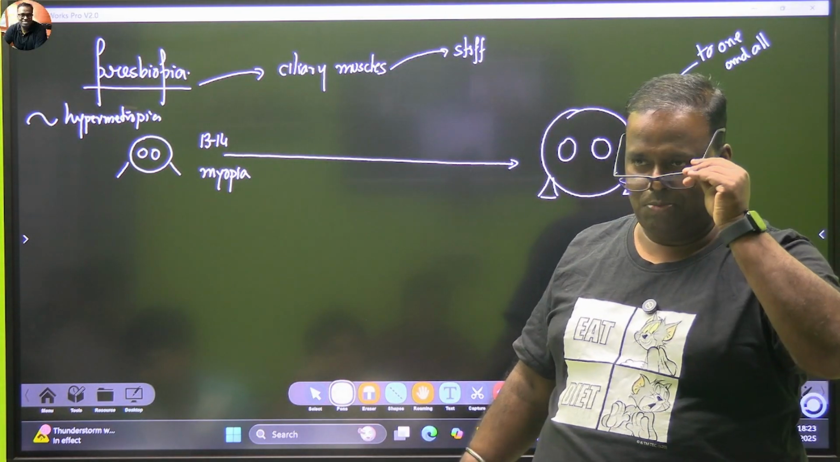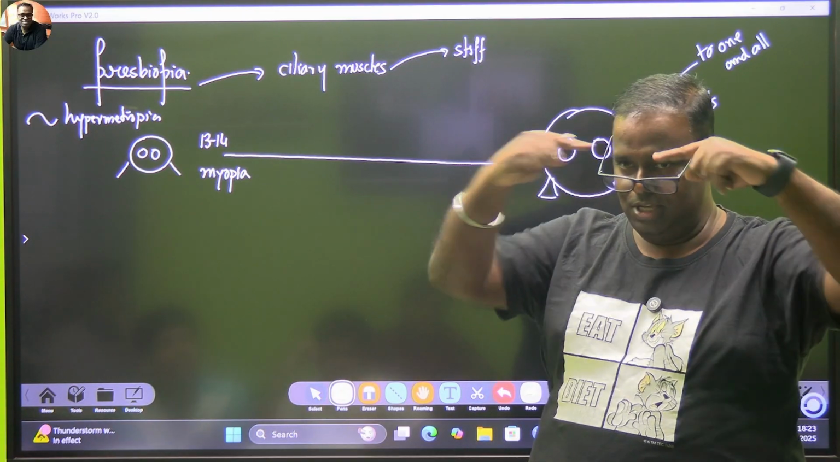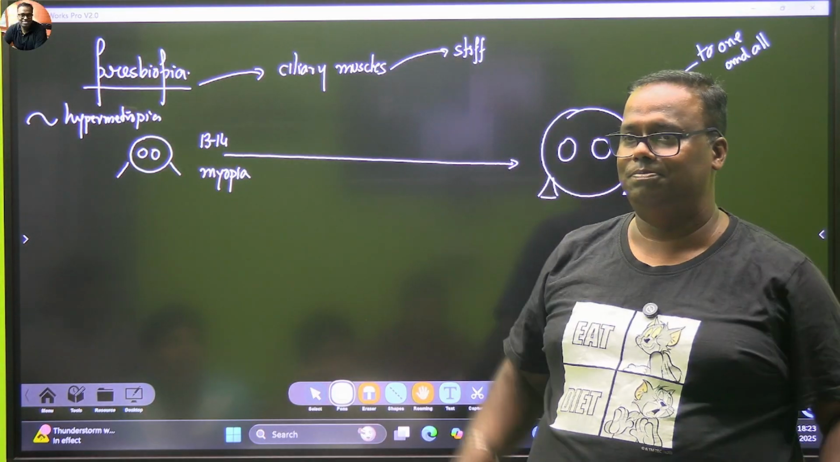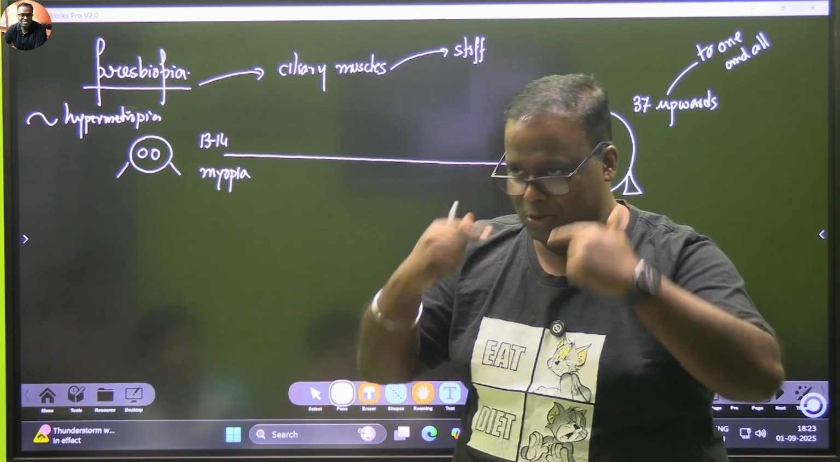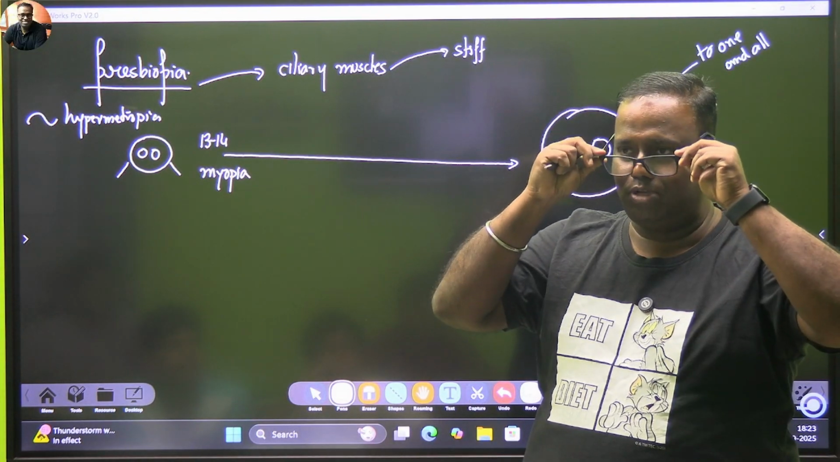To adjust presbyopia, because you need it only to see up close, you'll see some principals and some Munimjis keeping the specs low on the nose. This is called a reading lens. I'm seeing you without an issue, but when I need to read, I read it from here. Have you understood? This is only for reading, because every time you can't wear it, so people keep it like this.